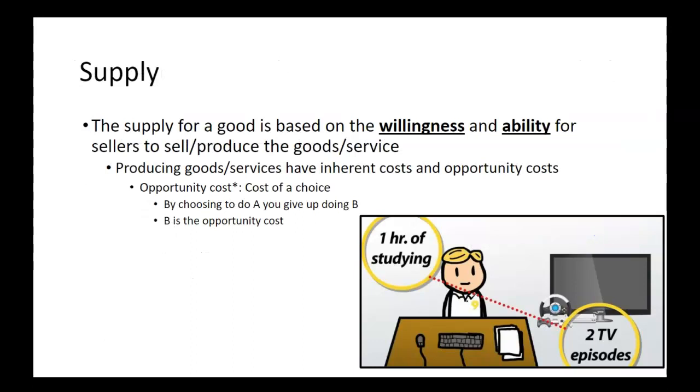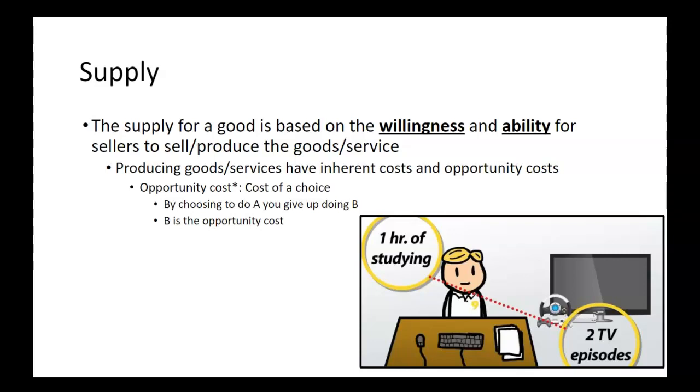Speaking of supply, let's talk about it. So supply for goods is based on the willingness and ability for sellers to produce the goods and the services. So whenever you produce a good, there's inherent costs and opportunity costs. It costs this much just to get the materials, for the labor, etc. There's also an opportunity cost. You can see here, you can do 1 hour studying, or you can watch 2 TV episodes. So if you do that 1 hour studying, you're giving up with that same time the 2 TV episodes.